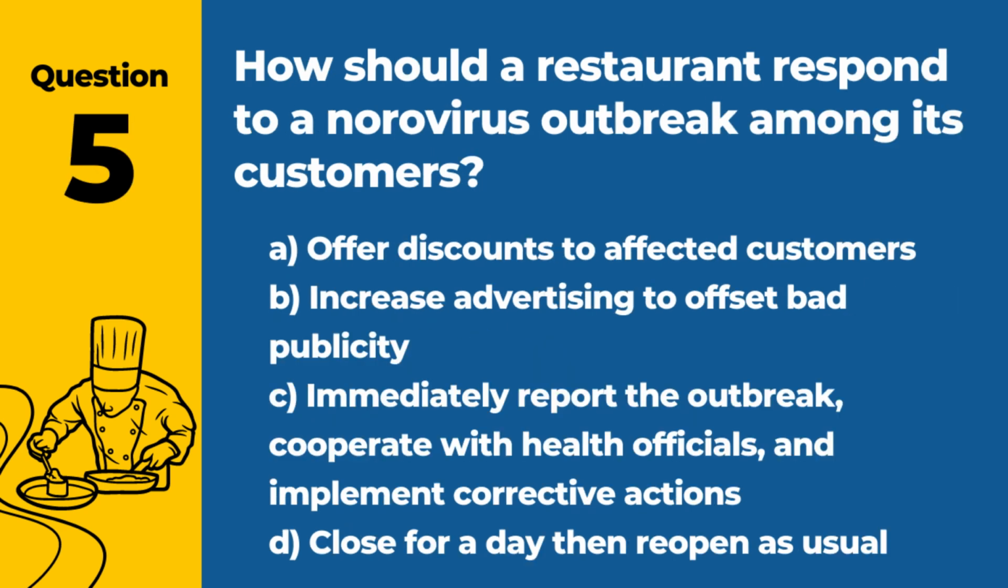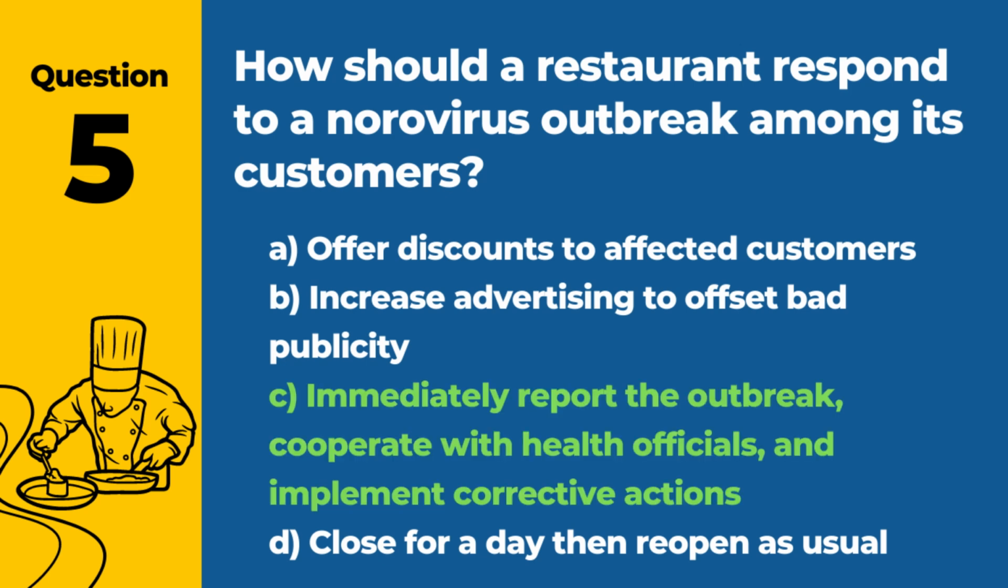Question 5. How should a restaurant respond to a norovirus outbreak among its customers? A. Offer discounts to affected customers. B. Increase advertising to offset bad publicity. C. Immediately report the outbreak, cooperate with health officials, and implement corrective actions. D. Close for a day, then reopen as usual.